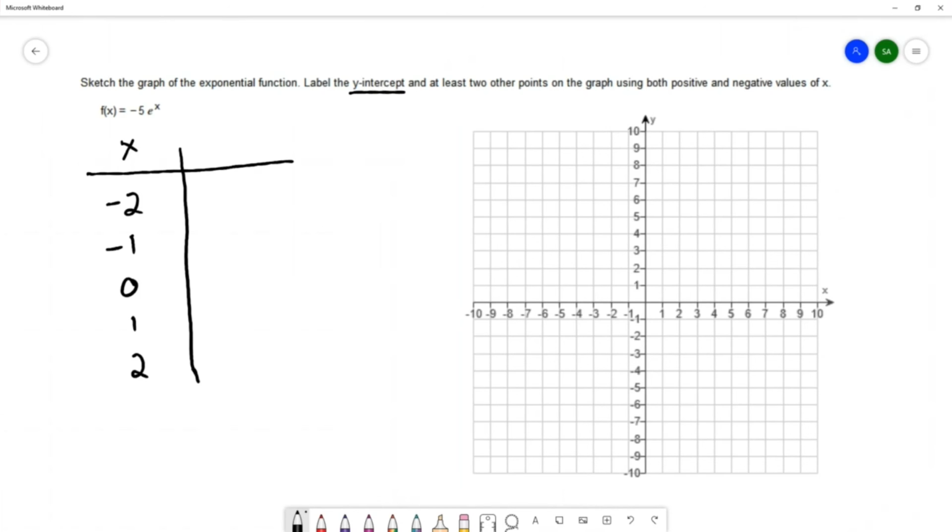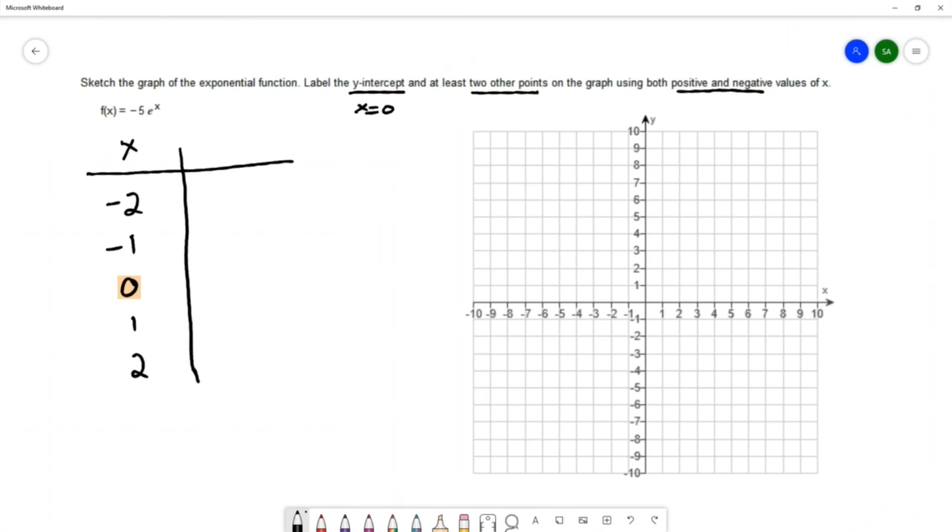You want to find a y-intercept. That's when x is equal to 0. So we are substituting an x value of 0. And then we want to find at least 2 other points using both positive and negative x values. So you can see we have more than that, with 5 points with positive and negative x values.